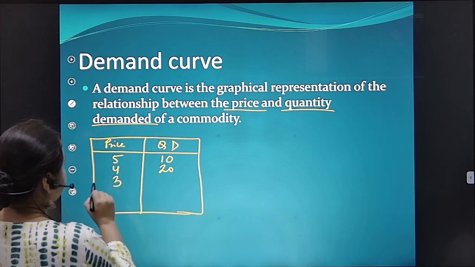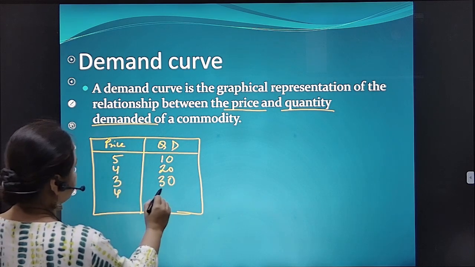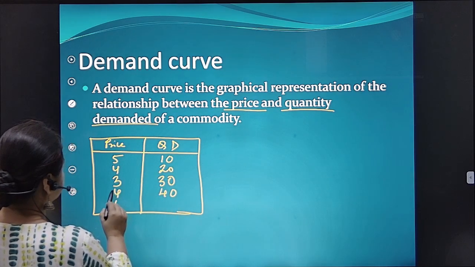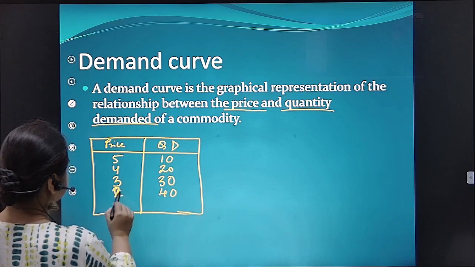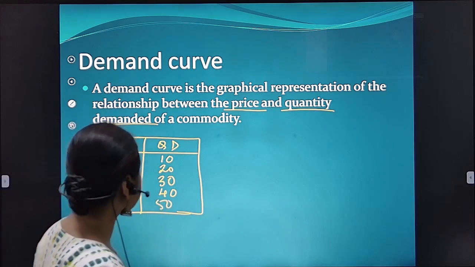Then when price will be 3, demand will be 30. When price will be 4, demand will be 40. When price will be 1, demand will be 50. So this is your demand schedule.